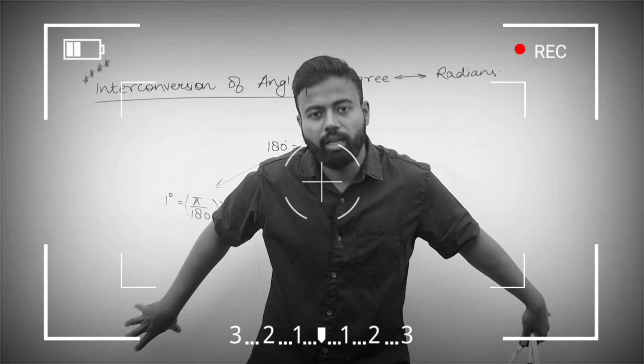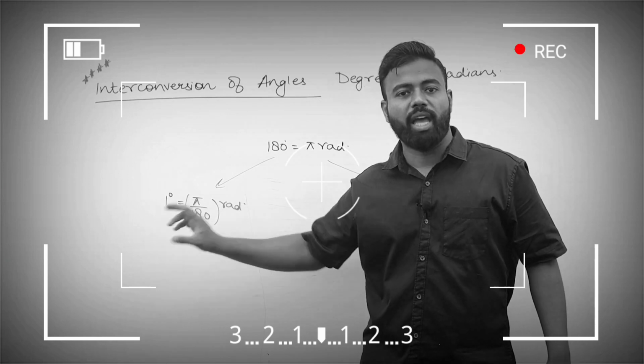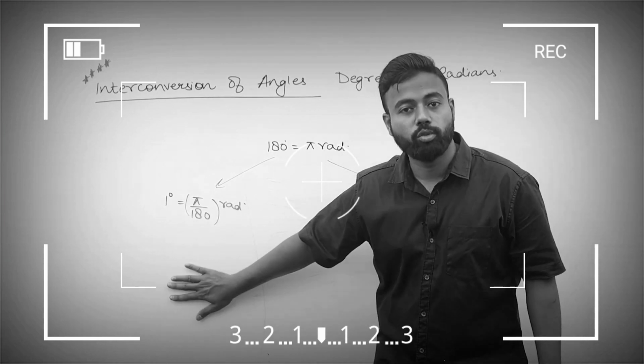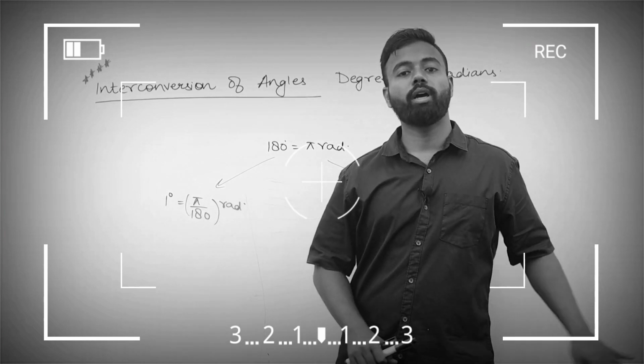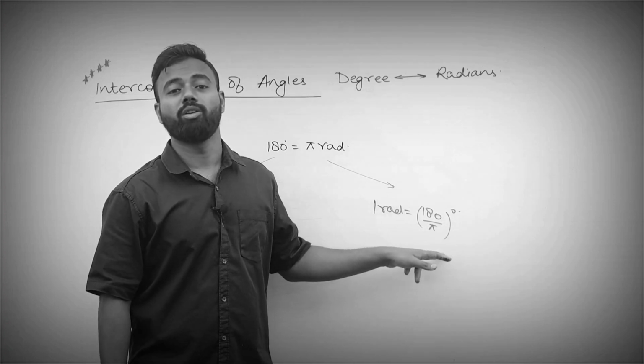These are not two formulas. This is the way of writing a single formula only. Whenever you are given any angle in degrees and you are asked to write that angle in radians, then you are going to use this one. And whenever you are given an angle in radians and you are asked to write that angle in degrees, then you are going to use this one.